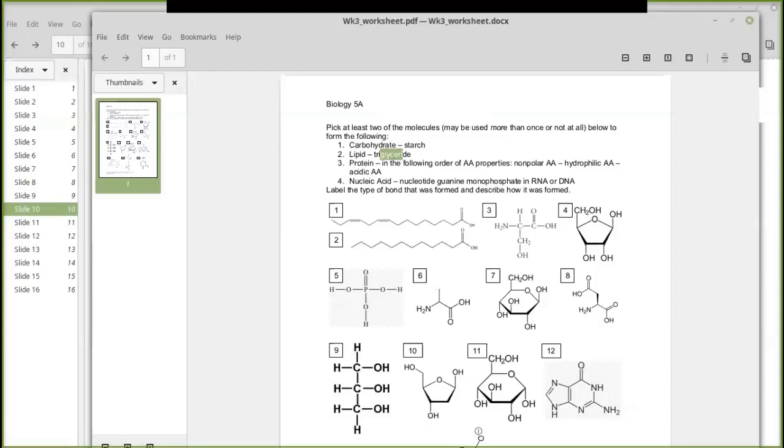Saturated. Saturated and what else? There's saturated and unsaturated fat, right? Well, there are different types of unsaturated fat, but we won't get into that. Which one do you think is saturated? How is it saturated?